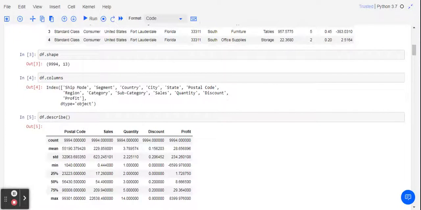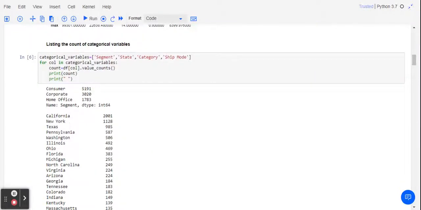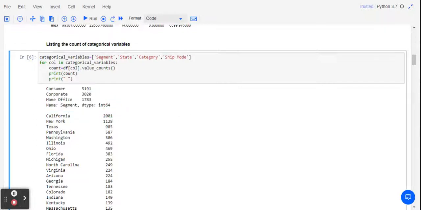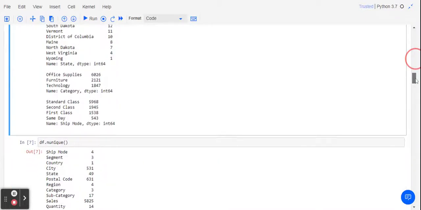Then we use the describe method to find some statistical measures for each column like the mean, standard deviation, minimum and maximum values and the quartiles. And after this we list all the categorical variables like segment, state and category and try to find their counts. So these are the counts for the consumer category and corporate and home office, and similarly we see the counts for various states and so on.